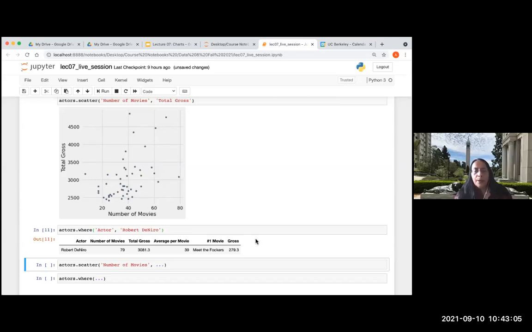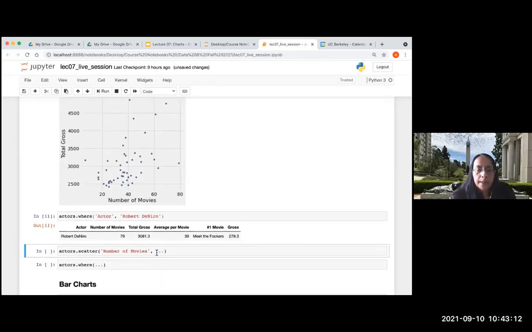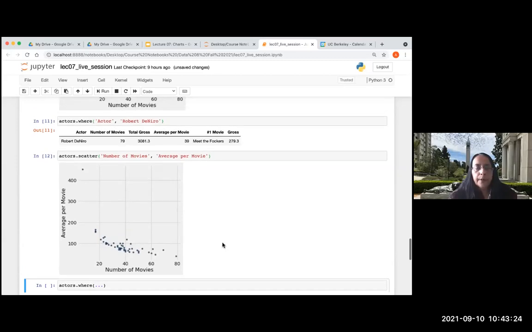So what I'd like to do now is look at the same thing, number of movies versus another variable, the average per movie. Have I got my uppercase and lowercase right? Yes, okay. Okay, that is interesting.